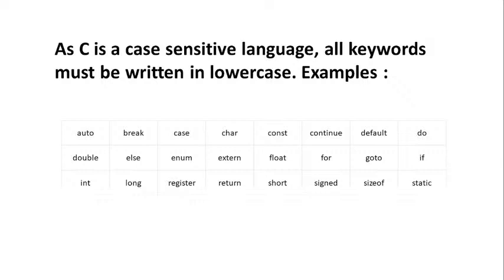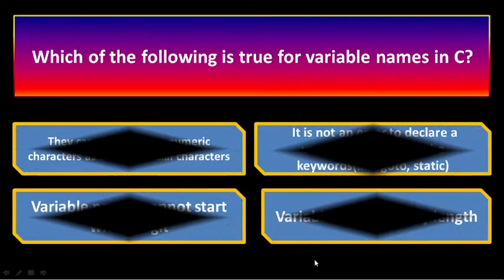Examples: these are the keywords of the C language: auto, break, case, char, const, continue, default, do. Keyword means the word has its own predefined meaning in that particular language, so it is called a keyword. All the keywords are in the form of lowercase letters. Very good.